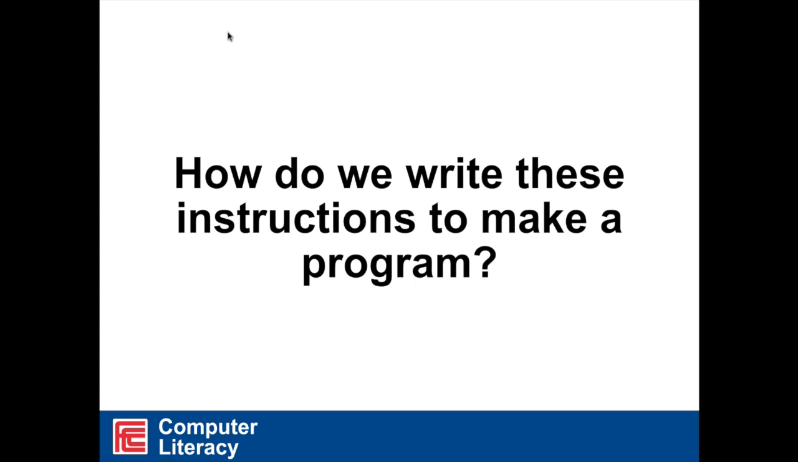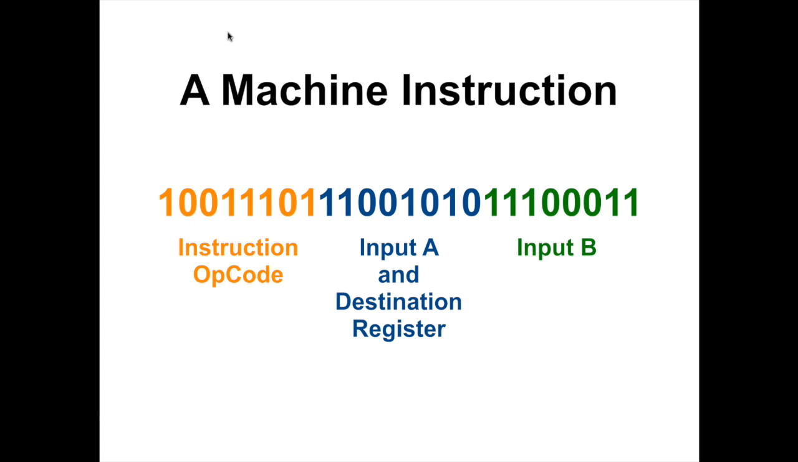So now we know how the CPU handles instructions. How do we actually give your computer instructions to make an actual program? Well, this is a machine instruction. This is something that a machine might understand. It consists of 3 different parts. One would be the actual, we call it an instruction opcode. This is the thing I actually want you to do to the data. Let's say addition or multiplication.